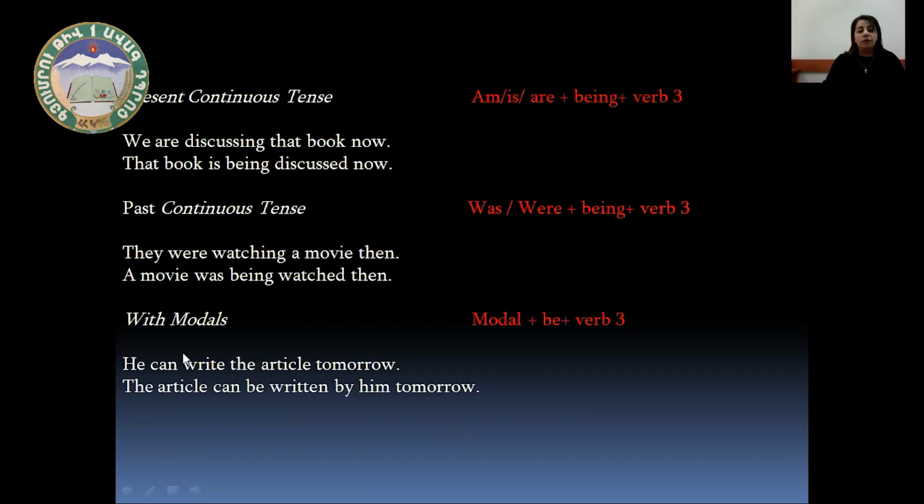Of course, there are some other cases with modals, but for today's lesson, we are going to look only at this example. For example, he can write the article tomorrow. The article can be written by him tomorrow. And the formula for modals, like for example can, must, should, etc., will be modal plus be plus verb 3.